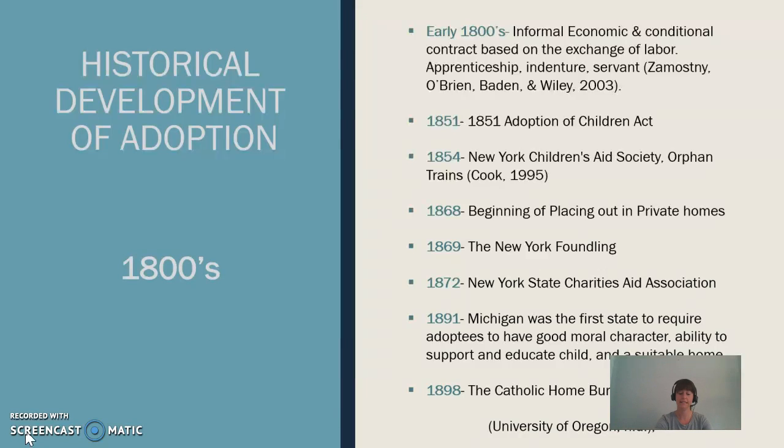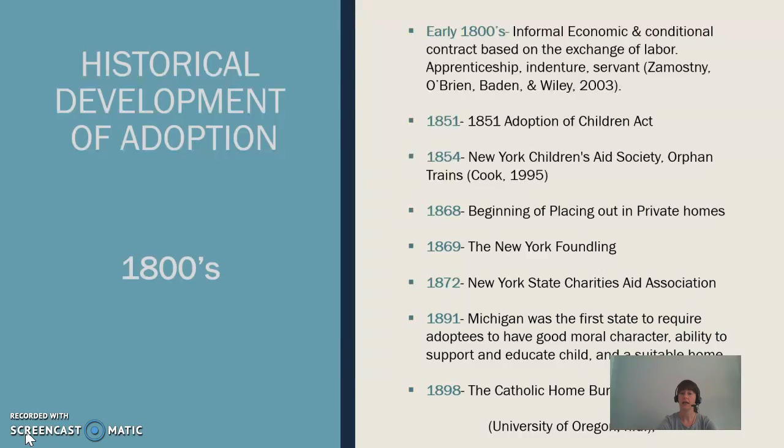So in the early 1800s, there really wasn't a formal way of adopting a child. They used a sort of informal economic and conditional contract, so that was based on exchange of labor. Sometimes a child was an indentured servant. Sometimes they were an apprentice. If a family was poor, they may send their child out to be a maid in a more well-off family. So there was really no welfare set in place for the treatment or care of these children.